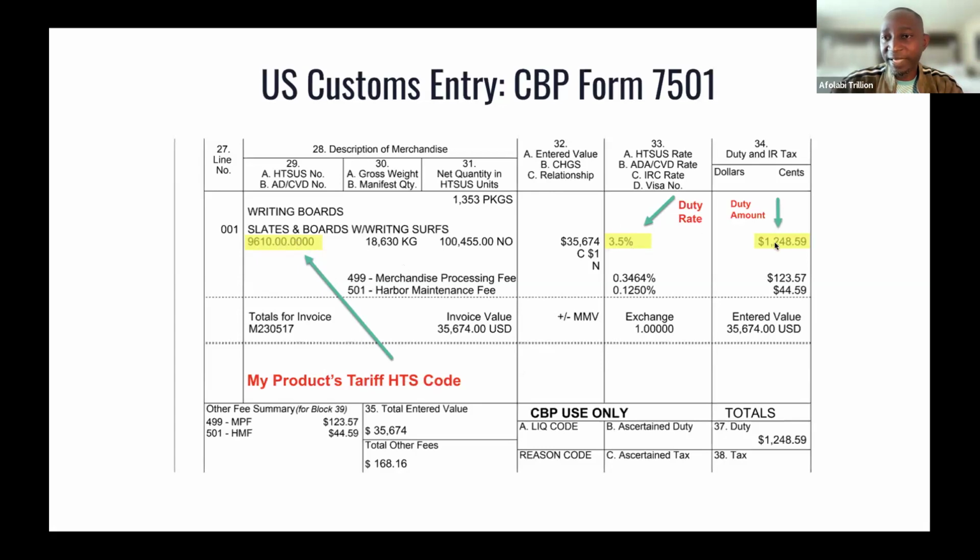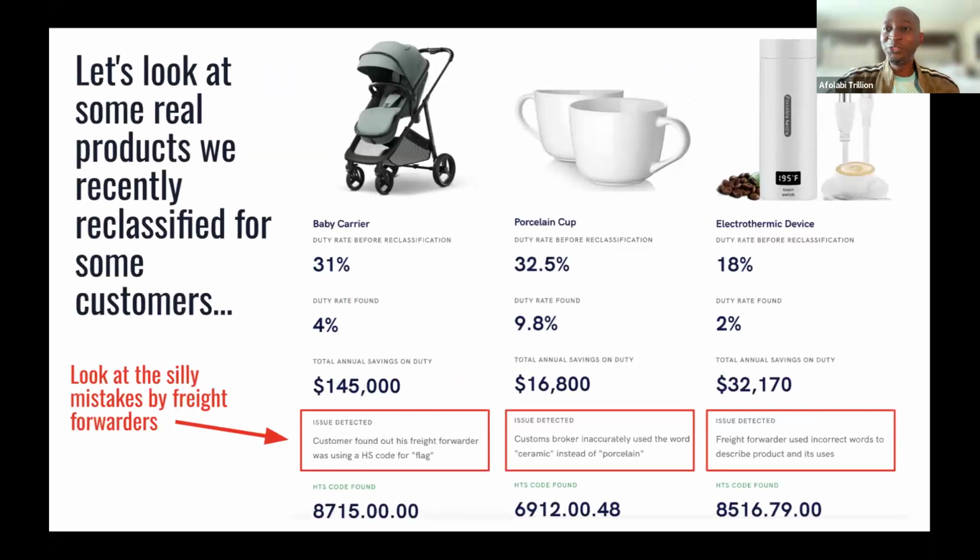Look at the amount I'm paying in duty, $1,248. Before, I used to pay way more than that, right? So look at these real life situations. The first one is a guy who heard about this trick that I'm sharing with you.